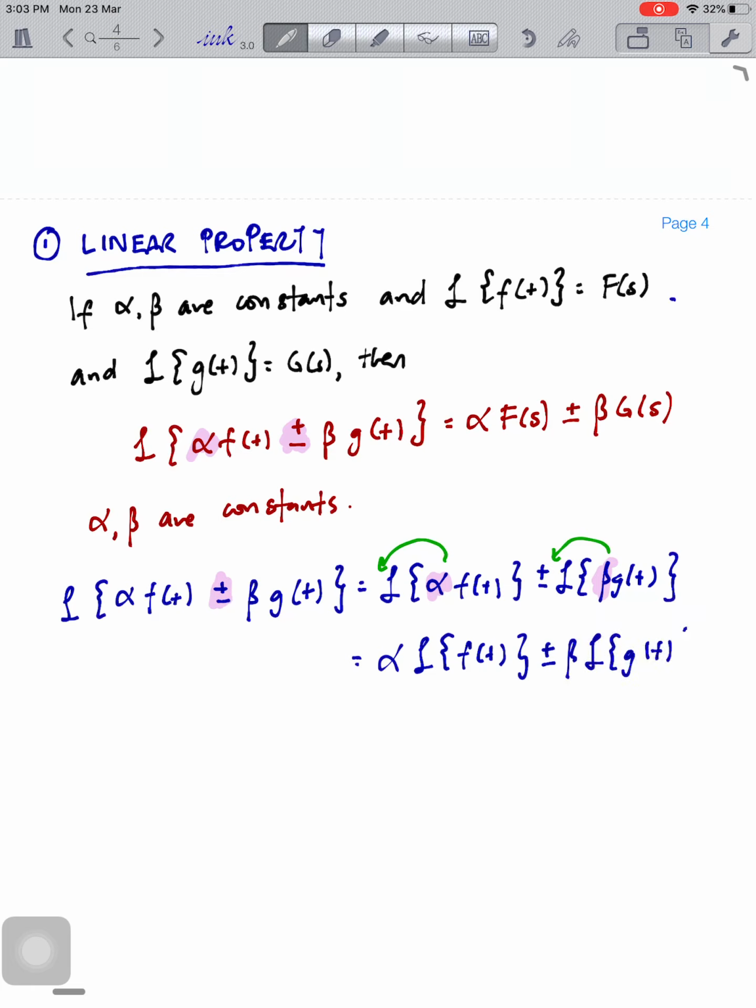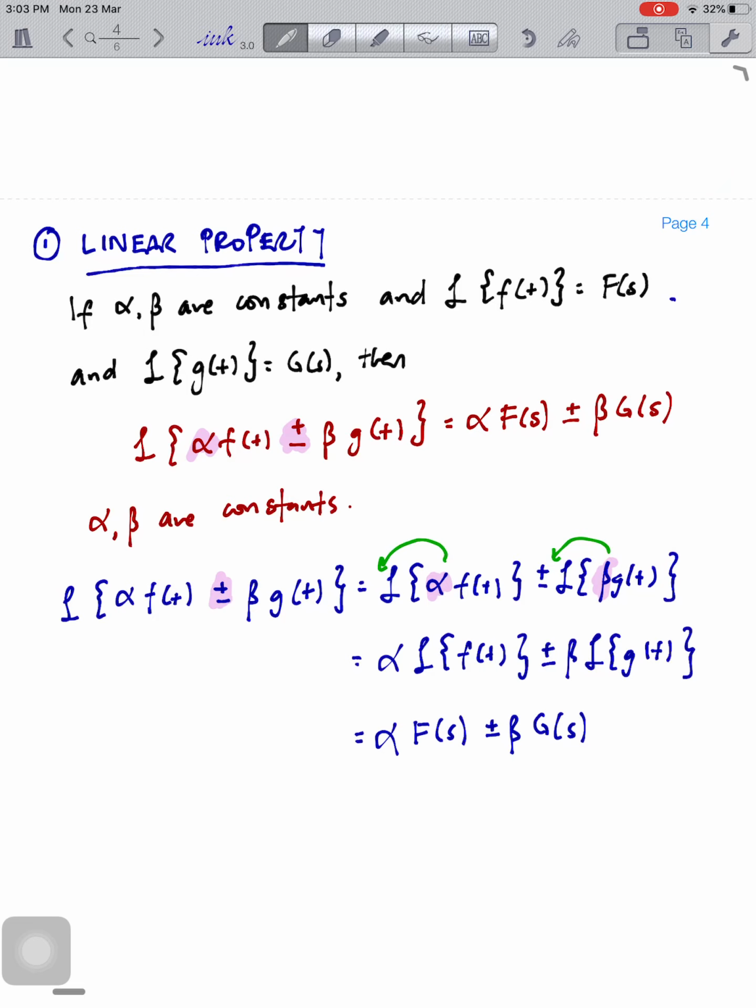According to what we have at the top right here, when you Laplace a function f of t, it becomes a new function, capital F of s, and plus minus beta, you just copy down the constants, and when you Laplace g of t, it becomes a new function, G of s. So that is the linear property.